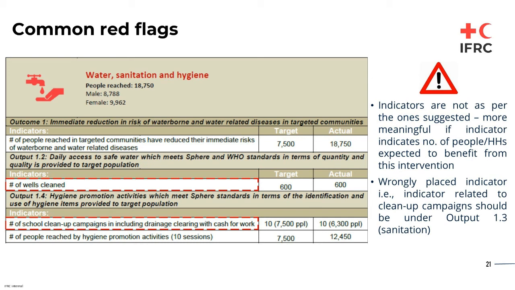Another mistake here is cleanup campaigns should come under output 1.3, relating to sanitation, and should not be under output 1.4, which is to do with hygiene promotion. Always refer to the standard list of outcomes, outputs, and activities. This list exists to ensure that you don't have to create new ones, but instead to use it to make the process of writing up the EPOA a much faster and easier one.